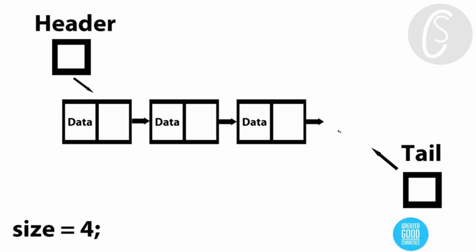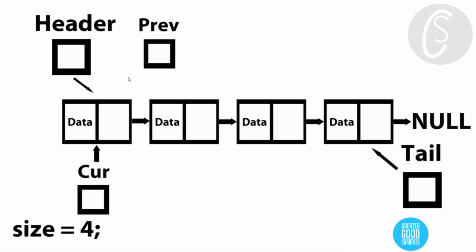So the only way to do this is to do what we did with our print method, and we're going to have to traverse the list. So let's take a look at that example. So now by traversing the list, we're going to need 2 additional pointers. One pointer is going to point to the current node, and the second pointer is going to point to the previous node. So now this is how we're going to initialize it. Current is going to point to header. That's going to be our starting point. And prev isn't going to point to anything.